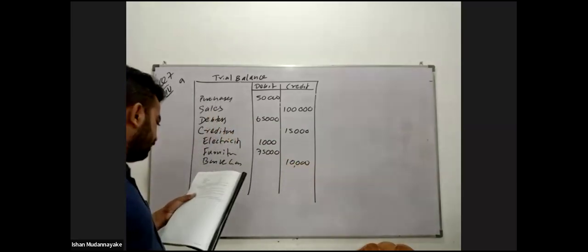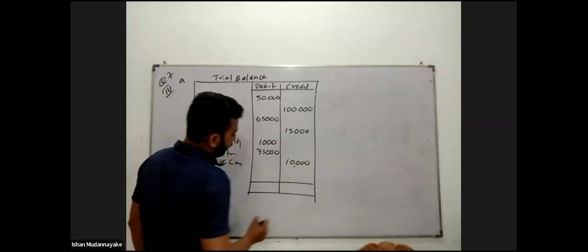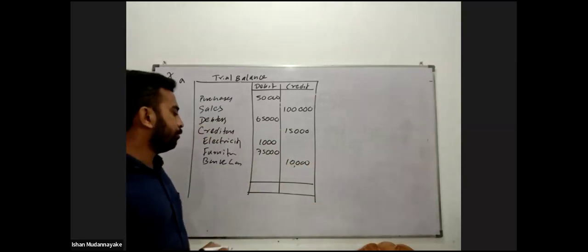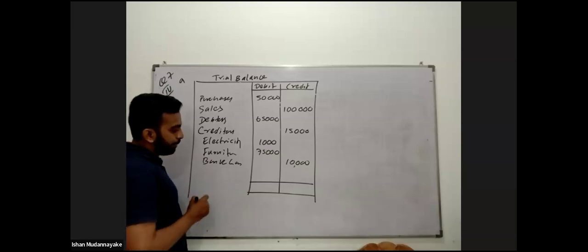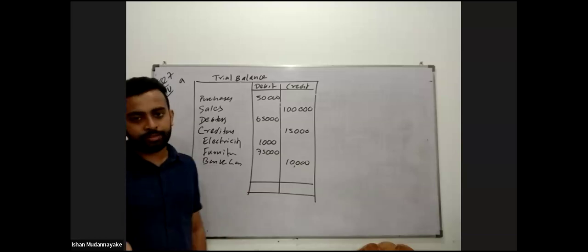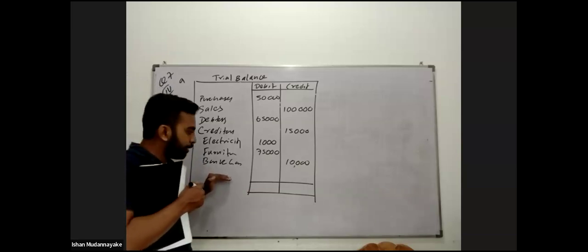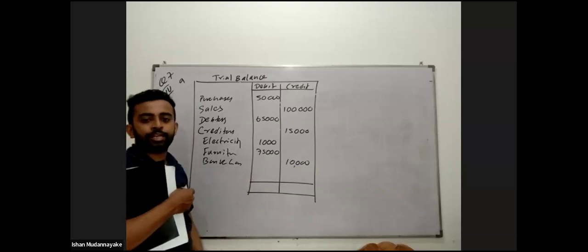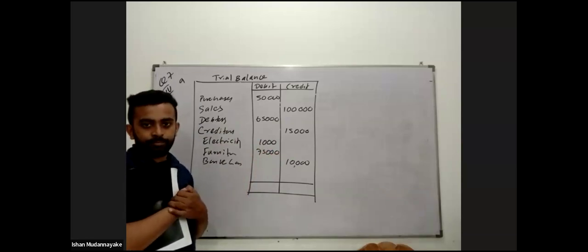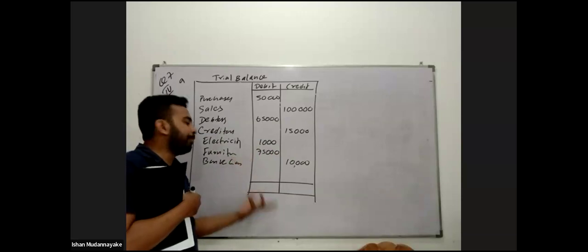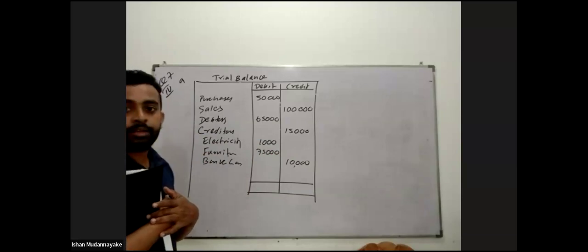I think both sides will not be equal. We'll check. If both sides are not equal, students, the difference will be transferred to the capital account. We will record the difference as capital. In this question, capital is not given. If capital is given as well, but the trial balance is not equal, then the difference will be transferred to a suspense account. But in this question, capital has not been given. Therefore, we'll transfer that difference to the capital account.